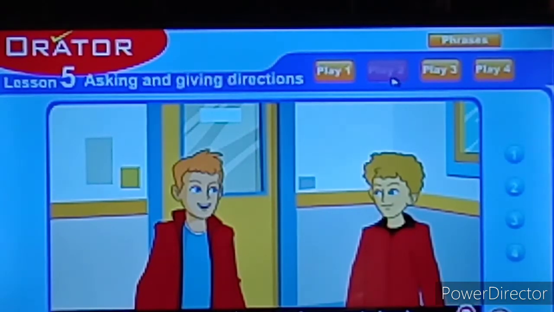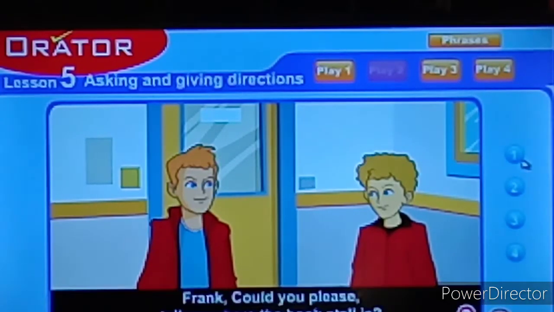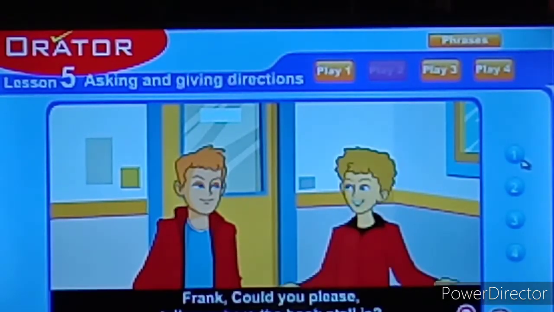Here two boys are there, Frank and Max. Max is asking, Frank, could you please tell me where the bookstore is? Frank is telling, it is opposite to the main entrance, Max. So what do you have to say? Thank you. Come, let us go. I want to buy a notebook. This is conversation two. Here, what phrase are you saying? You are saying opposite to. So listen to the first one. Frank, could you please tell me where the store is?